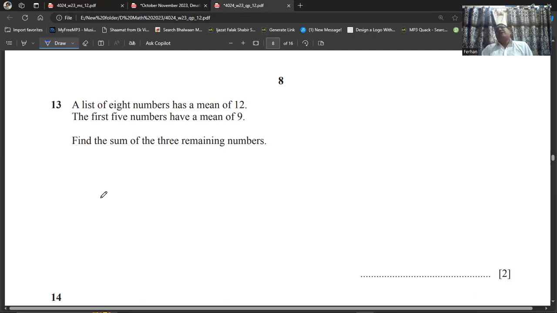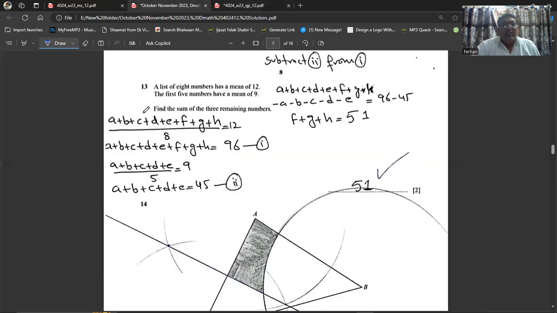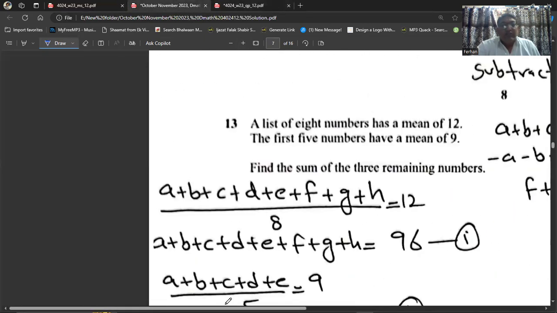Okay. So when the mean is given, the mean is equal to the sum of the observations divided by the number of observations. So from there, I can find out the sum of the 8 numbers. In the same way, I can find out the sum of the 5 numbers. So from the sum of the 8 numbers, I will subtract the sum of the 5 numbers, and I will get the sum of the 3 numbers. The mean is equal to the sum of observations divided by the number of observations. So the sum of the observations will be the mean multiplied by the number of observations. So let me show you how this is done, and hopefully you will be able to understand.